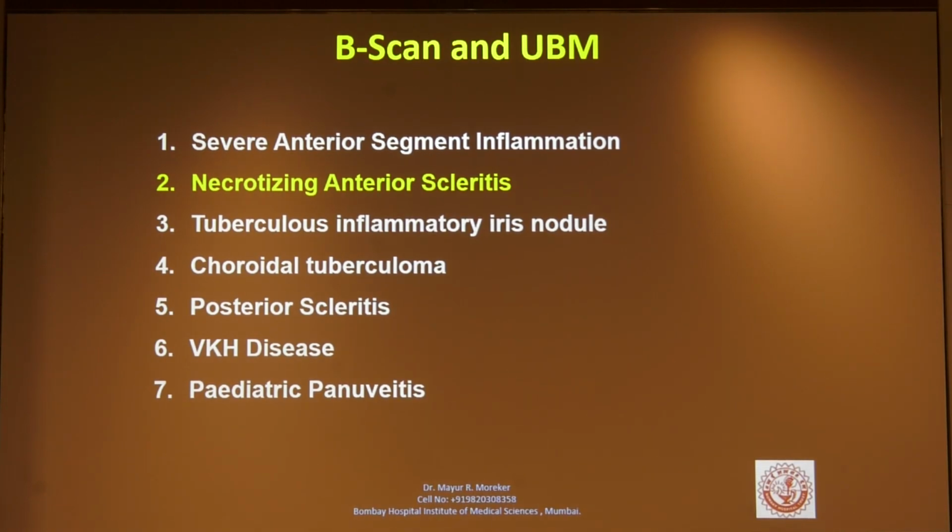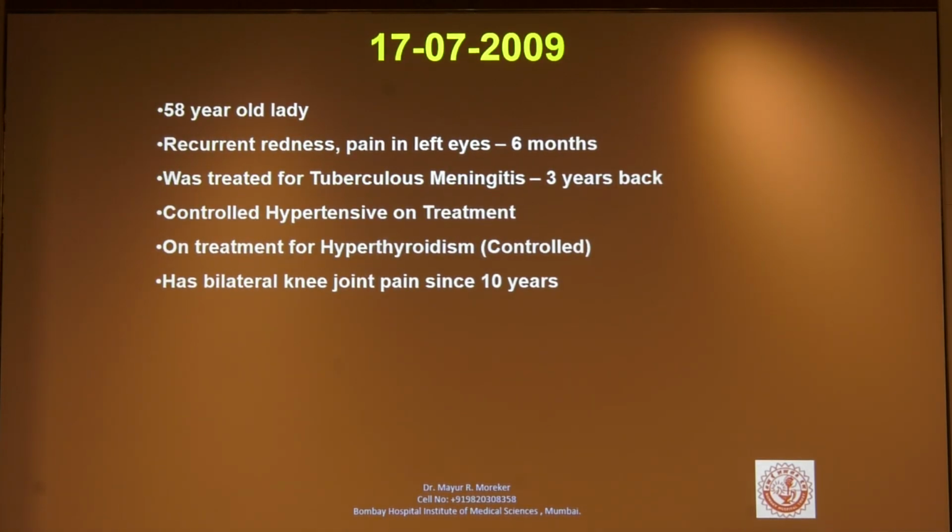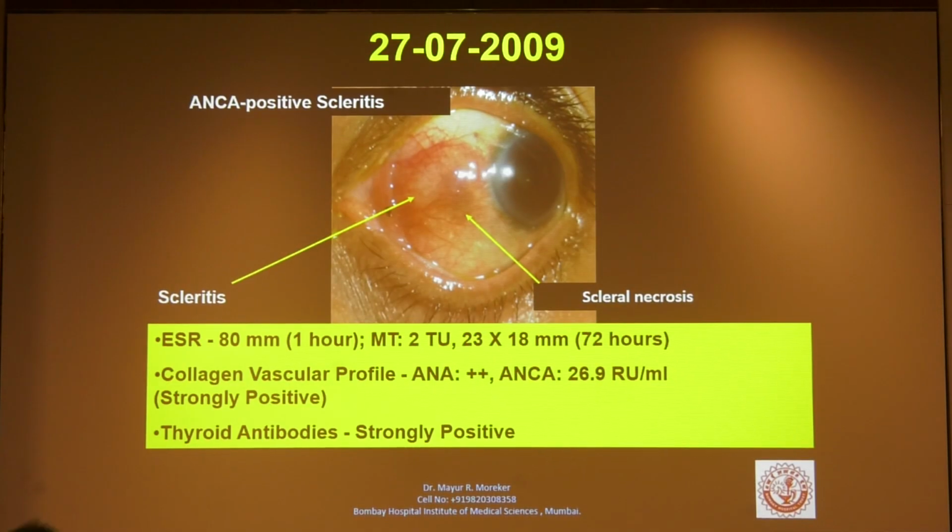This is the second case scenario, that of necrotizing anterior scleritis. Now this is that of a 58-year-old lady. She had recurrent redness and pain in the left eye, 6 months duration, and was treated 3 years back for tuberculous meningitis. She is a controlled hypertensive on treatment, a patient of hypothyroidism controlled, with bilateral knee joint pain since the past 10 years. So we have bilateral knee joint pain, we have tuberculous meningitis, and we have the history of scleritis.